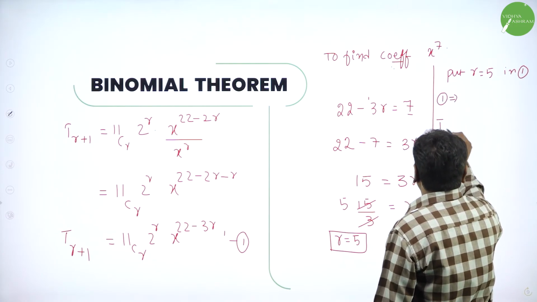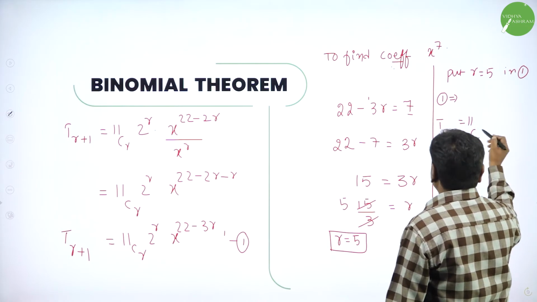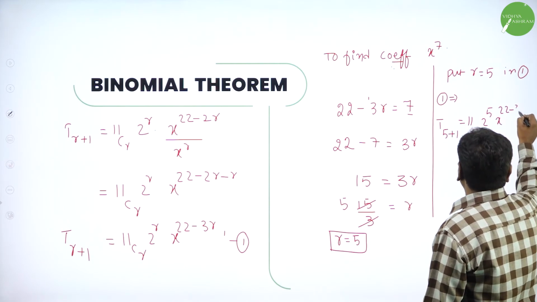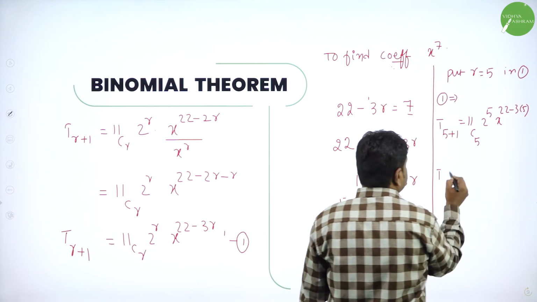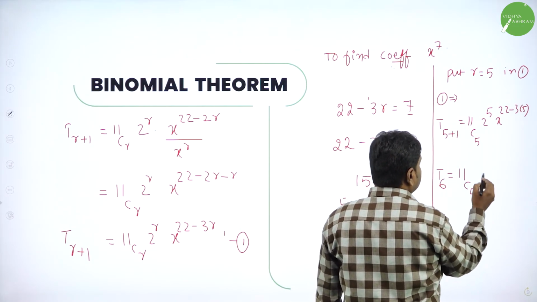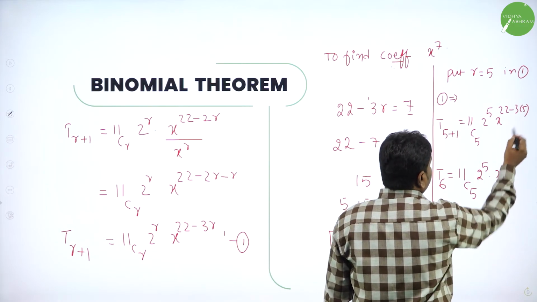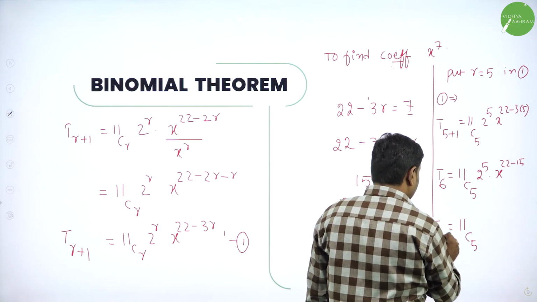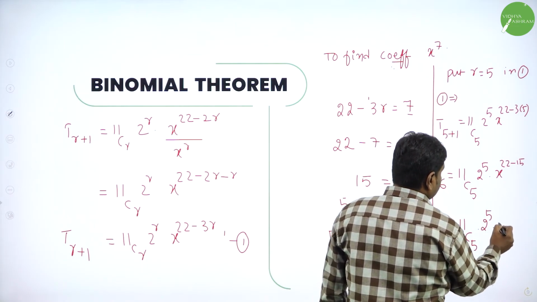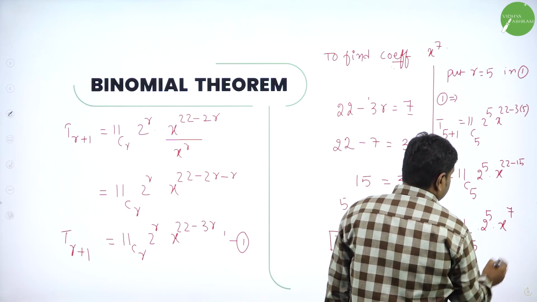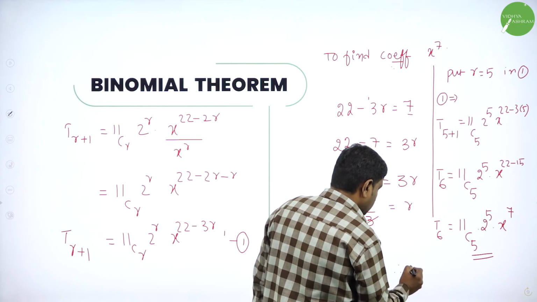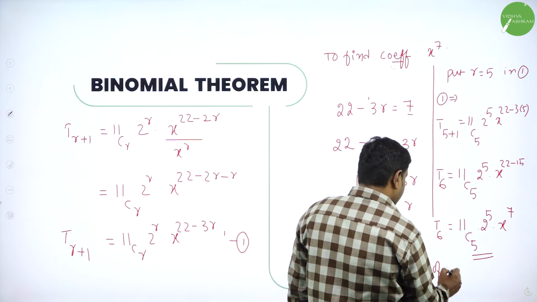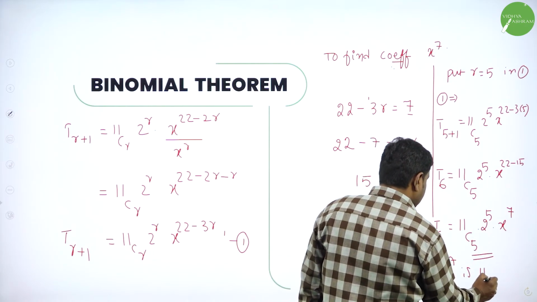So equation 1 is T(r+1). So it will become T(5+1) is equal to 11C5, 2 power 5 and x power 22 minus 3 times 5. Simplify this. LHS is T6, RHS is 11C5, 2 power 5, x power 22 minus 15. What is 22 minus 15? 7. So T6 is equal to 11C5, 2 power 5, x power 7. So the coefficient of x power 7 is 11C5 into 2 power 5.